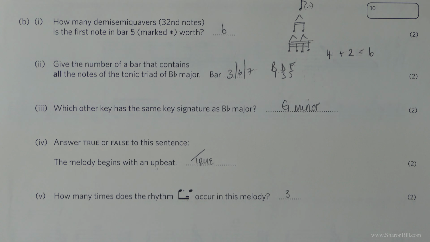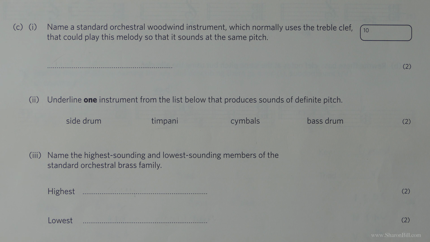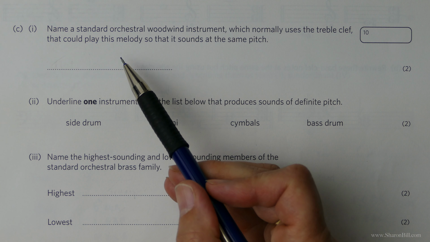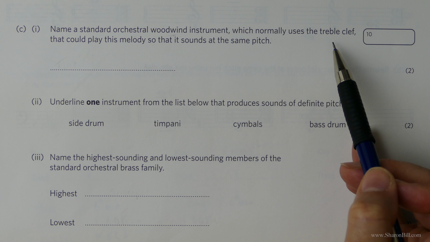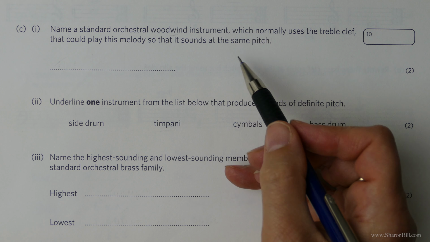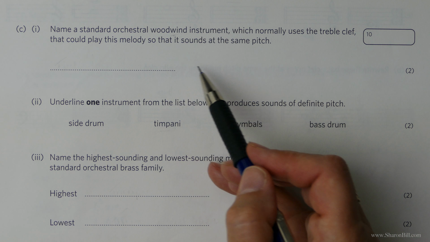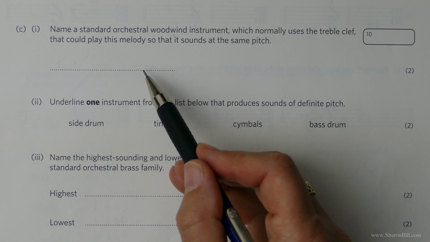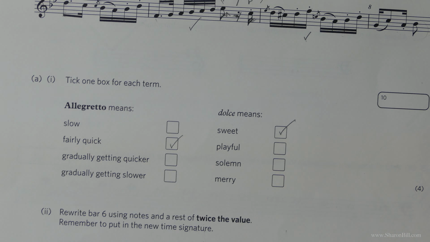And so moving on to section C, we now ask some general information about orchestral instruments. So our first question is to name a standard orchestral woodwind instrument which normally uses the treble clef, which could play this, that it sounds at the same pitch. That doesn't mean that it's not a transposing instrument. That means that it can play this music at a comfortable sort of pitch, in the terms that it's happy in the register, this high treble clef register.